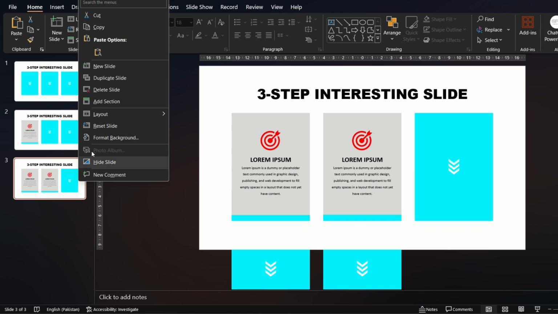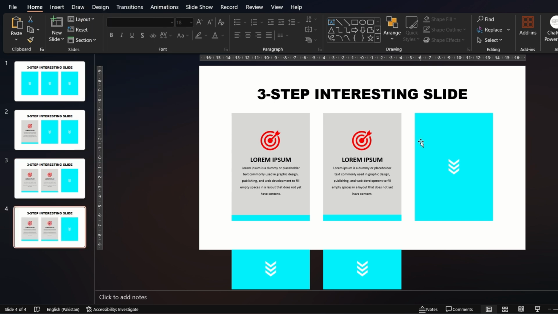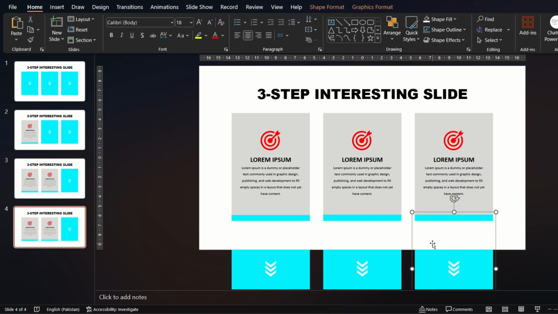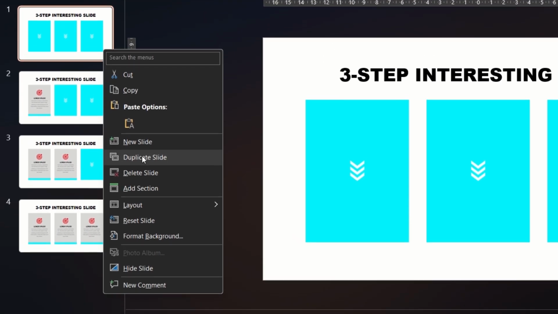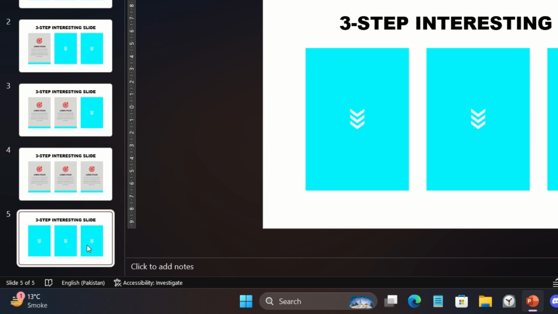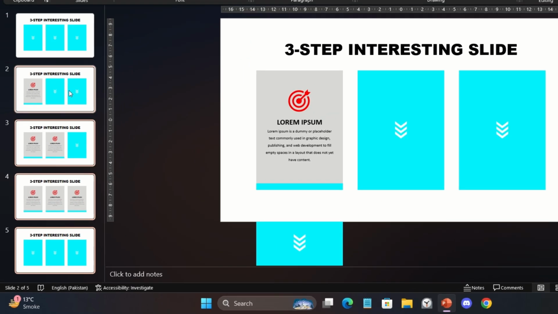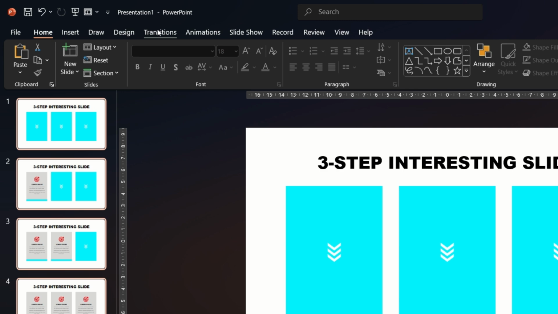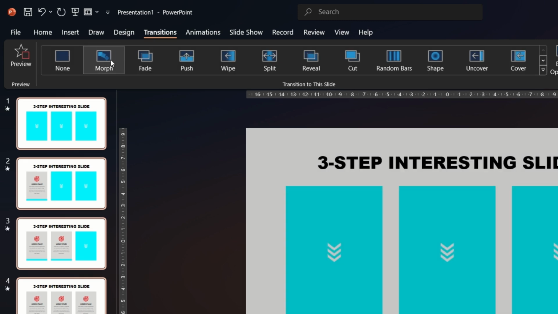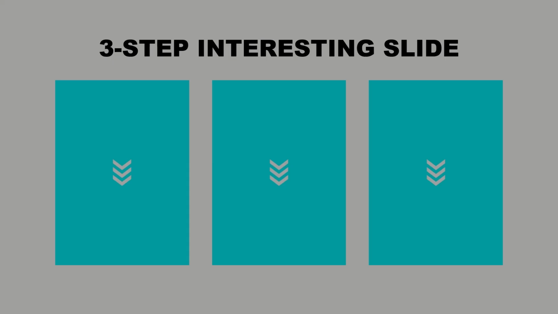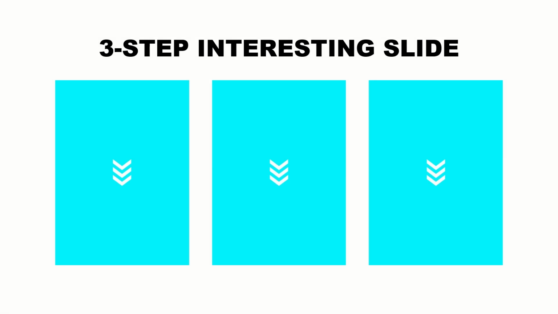Duplicate your slide again and then move the third rectangle downwards while holding Shift to make sure that we can give a perfect morph transition. Duplicate your first slide and move it into the end. Select all of your slides and then go to the Transitions tab and click on Morph Transition. So this is the final result of what we made in this video.